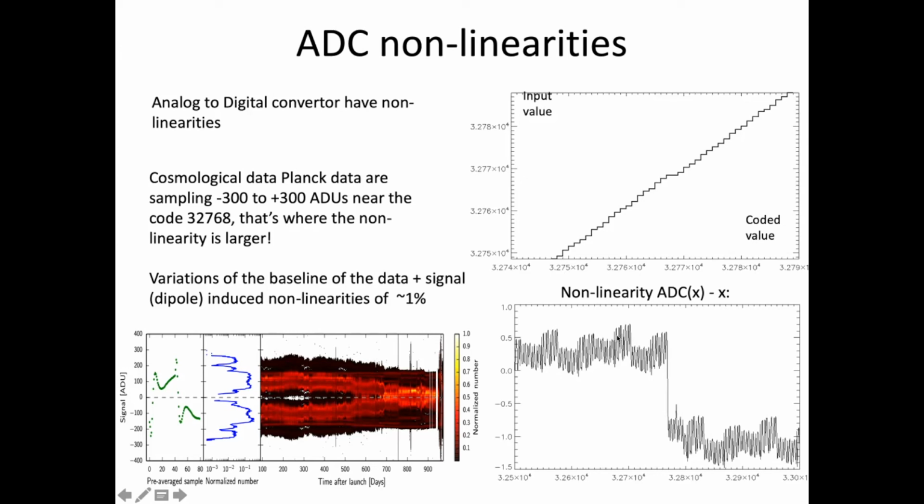If you want to correct the data, you have to know this shape, obviously. Otherwise you are left with nonlinearities, because if you have a signal which varies in here, you have a different gain than if you have a signal which varies in here. So this is a nonlinearity function, basically. You have to know this shape if you want to make this correction. The problem is that we didn't measure that on the ground, so we have to guess this shape.